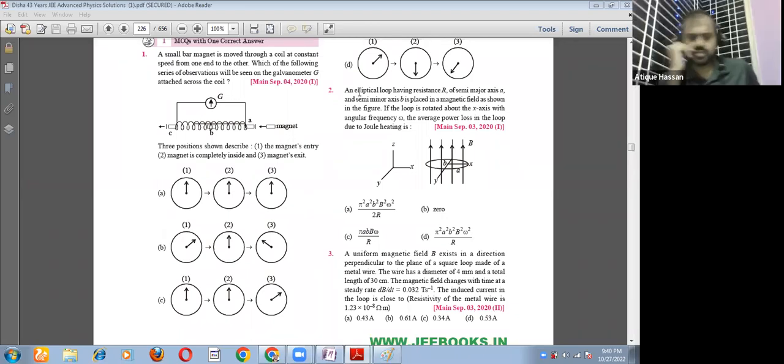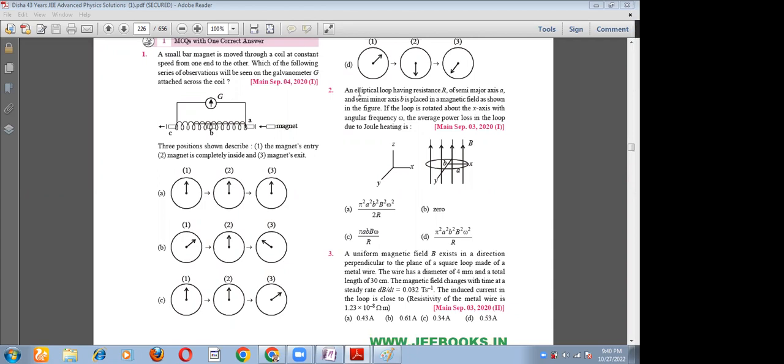So if you see, deflection is also shown in options C and D. Why not C and D? In C, it is shown that when the magnet is entering, the galvanometer has no change, so it's wrong, right? And in D, the galvanometer deflects in the entirely opposite direction when it is completely inside.